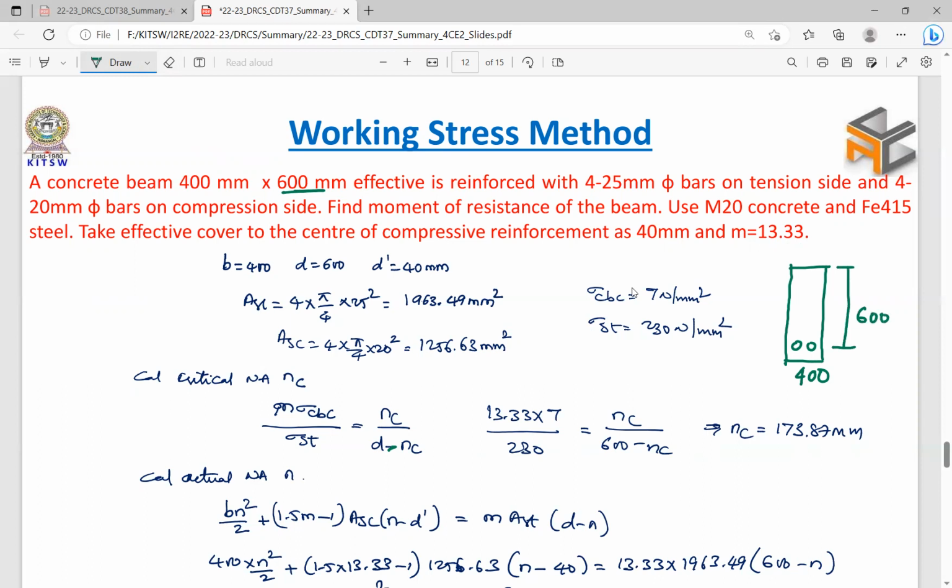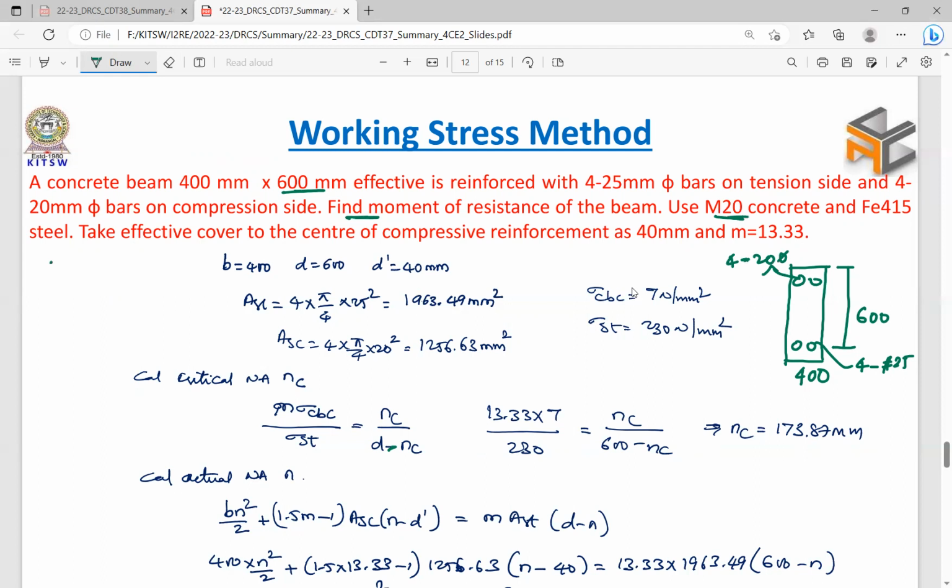600, and it is mentioned that 4 bars of 25 mm diameter are used as tension reinforcement, and 4 bars of 20 mm diameter are used as compression reinforcement. He is asking to find the moment of resistance of the beam. Use M20 concrete and Fe415 steel.